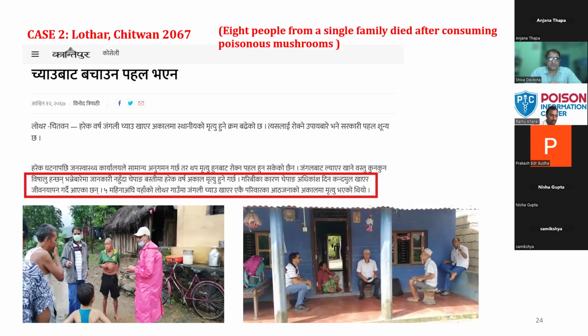Another case, not far from Chittagong, is one where we came to know that 8 people from a single family died after consuming poisonous mushrooms. During that time I was doing my PhD in Switzerland and could not join. Later, when I came to Nepal, I went there and asked the people what had happened, but I could not figure out which mushrooms they had consumed. That was a very tragic case.